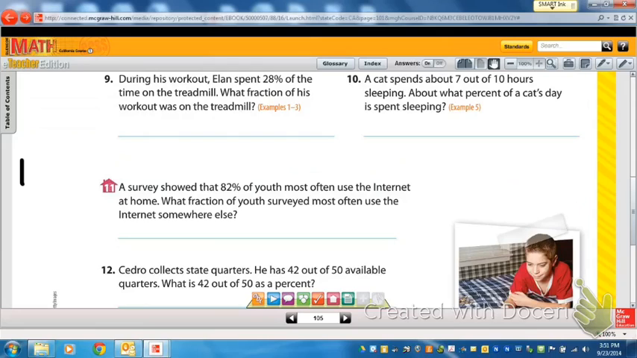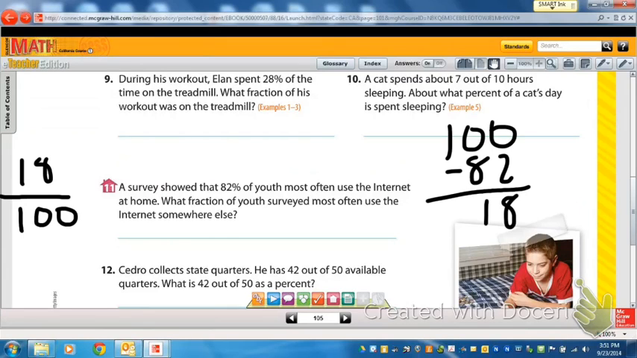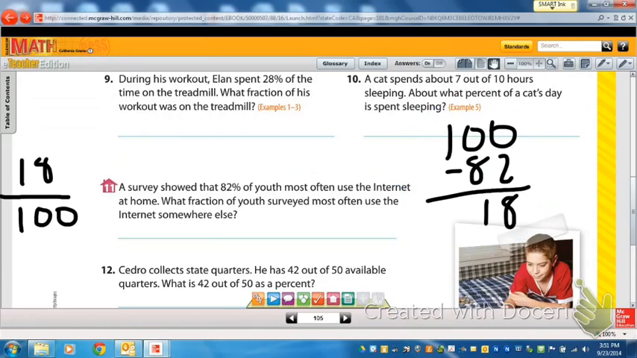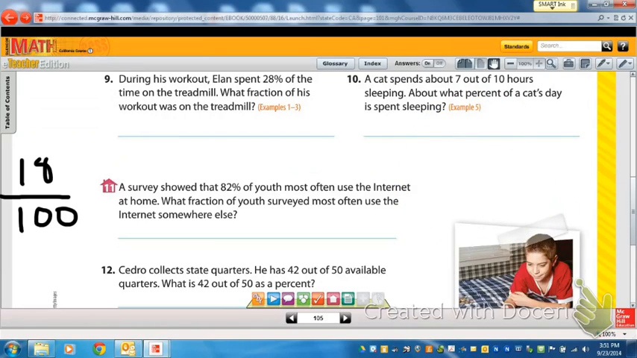Real quick, made a mistake. Should be 18 out of 100. 100 minus 82 was 18. So sorry about that, it's been a long day. So 100 minus 82 is 18. I reduce this. 18 divided by 2 is 9. 100 divided by 2 is 50. And I cannot reduce that anymore. So for number 11, my answer is 9/50.